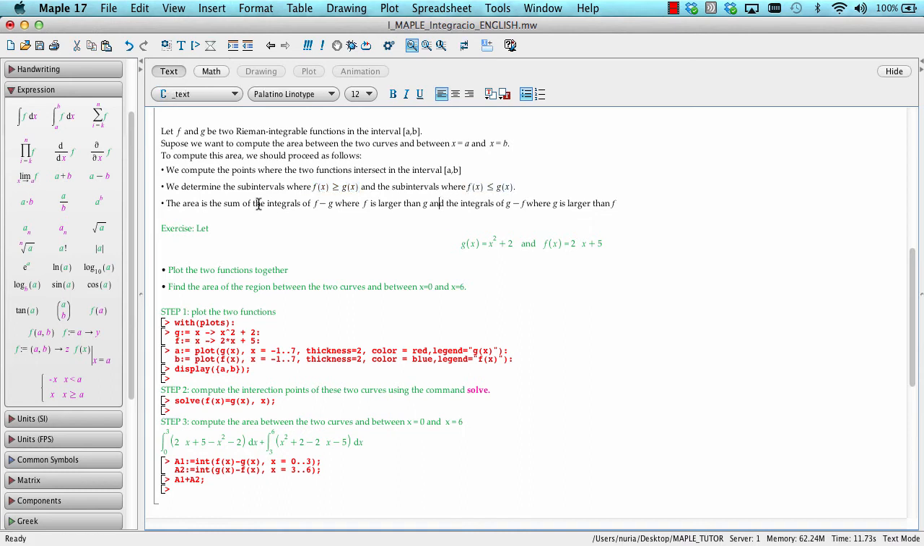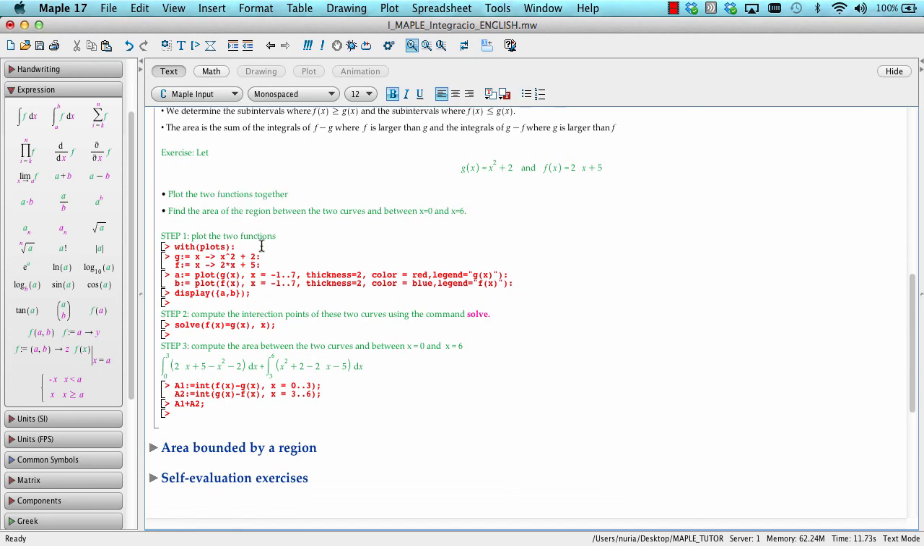And now determine the subintervals where f is larger than g and where f is smaller than g. Why? Because in the intervals where f is larger than g, f minus g is positive, and the area is given by the integral of f minus g. And in the regions where f is less than g, g minus f is positive, and then the area is the integral of g minus f. Okay, so let's do this exercise. We have it more or less done.